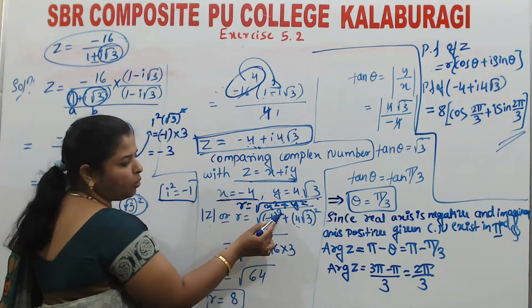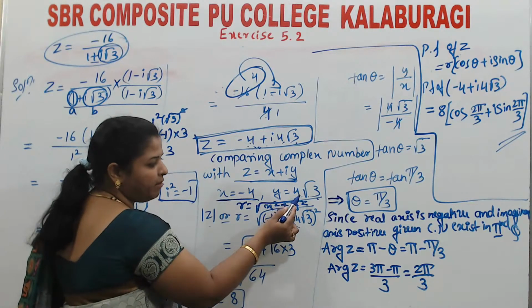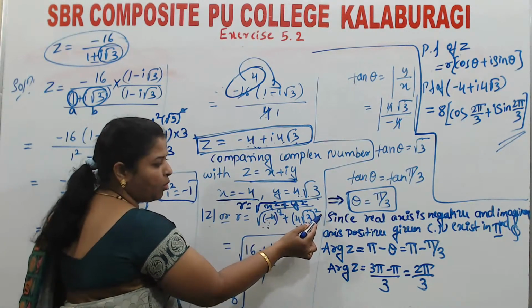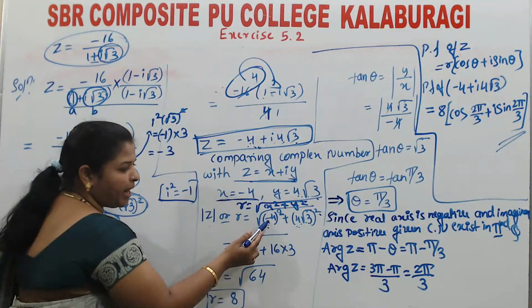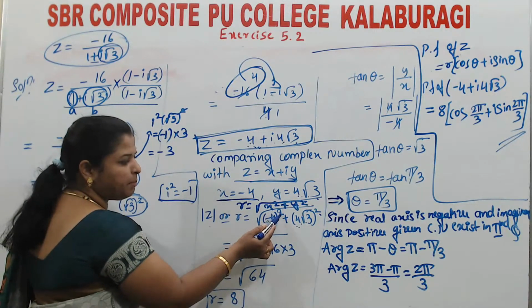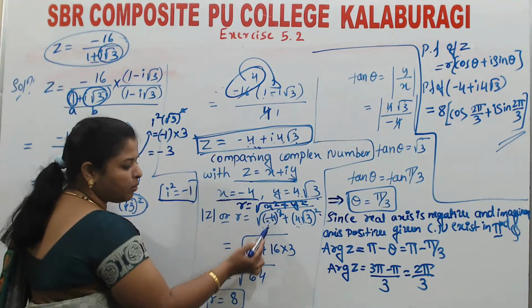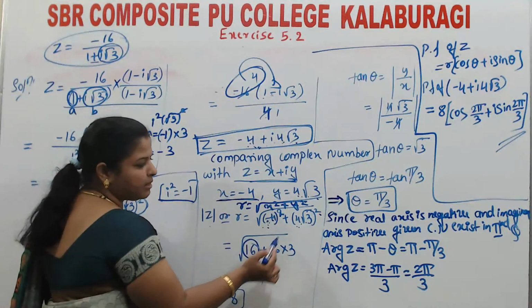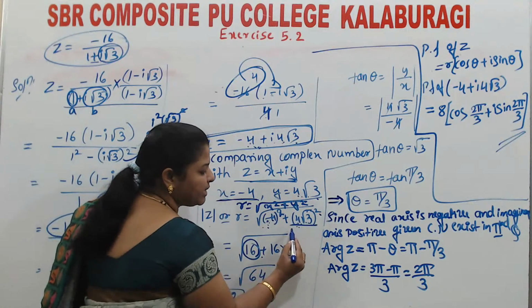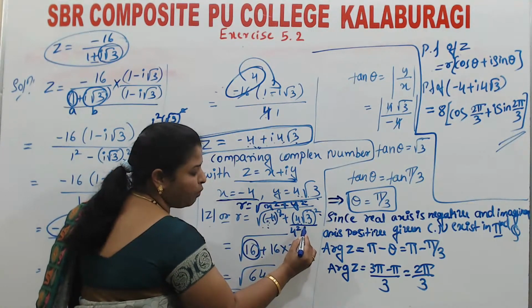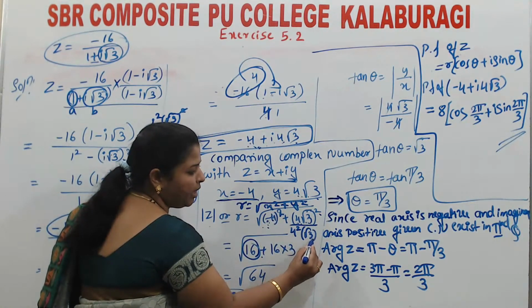X is minus 4 whole square plus y value is 4 into root 3 whole square, right? Minus 4 whole square, minus becomes plus because power is 2. That's why minus becomes plus, then 4 square value is 16 plus. Here apply square separately, then it becomes 4 square into square root of 3 whole square.